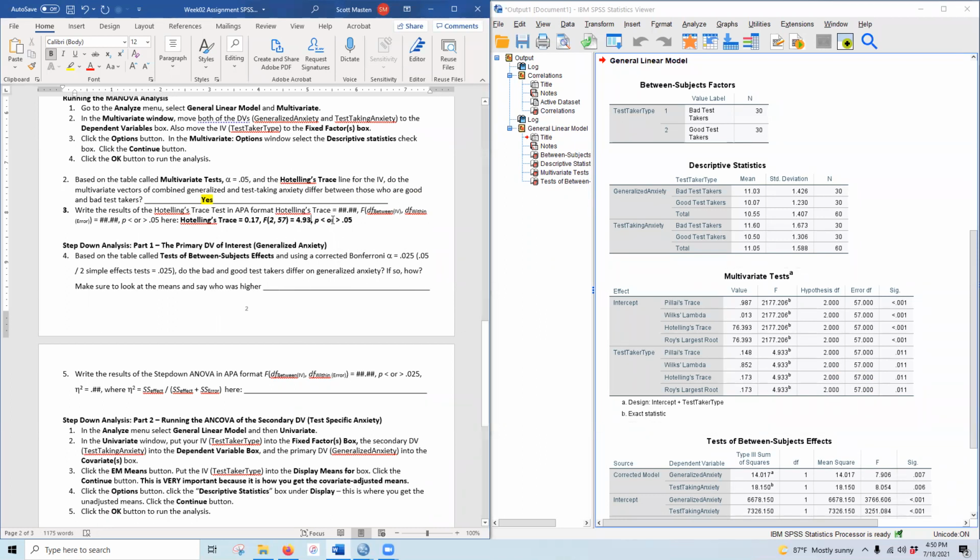And is P less than or greater than? It's less than 0.05. All right, that's our Hotelling's trace written up in fancy APA format.